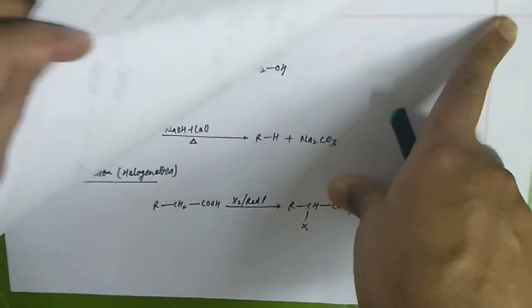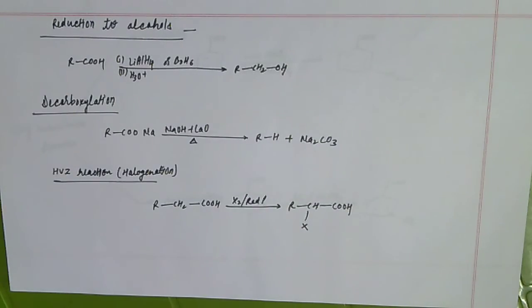Now let us move to reduction to alcohol. Carboxylic acid, when you heat it with lithium aluminum hydride or B2H6, will be reduced into the alcohol. Now decarboxylation: take the sodium salt of carboxylic acid and treat it with soda lime, and it will give the hydrocarbon. HVZ reaction: when you treat a carboxylic acid having an alpha hydrogen with halogen in the presence of red phosphorus, the alpha hydrogen will be replaced by the halogen.